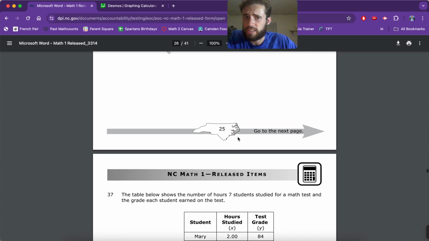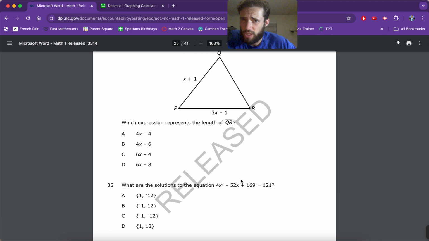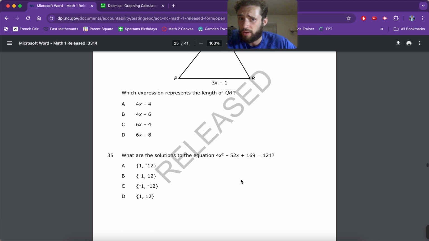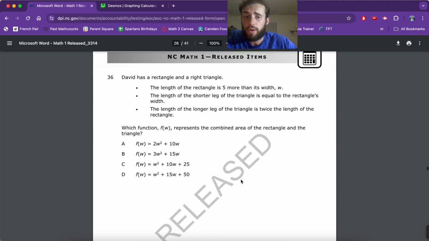Whereas some of the systems of equations or quadratics are a little bit easier if you don't have to worry about using elimination or substitution. You just plug it in, see where they cross. Now, if you have extra time, go back and solve it algebraically if you did it graphically, or vice versa.